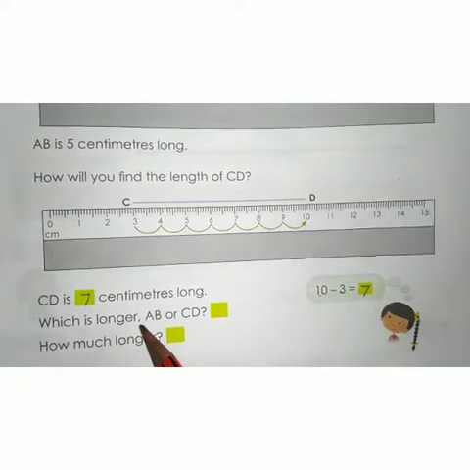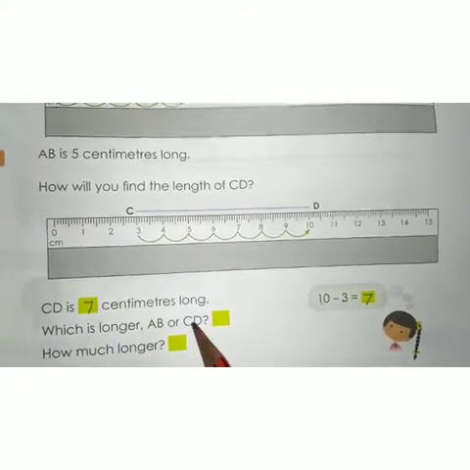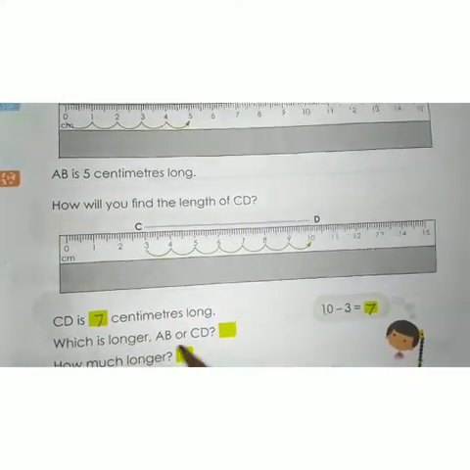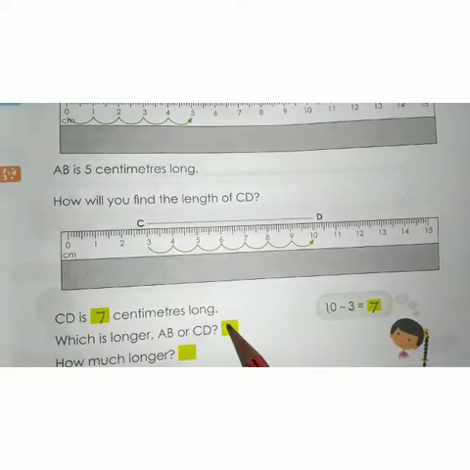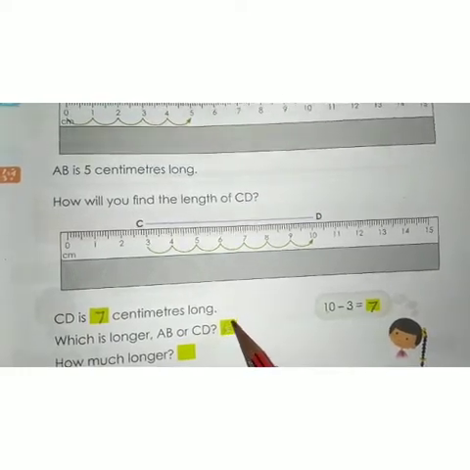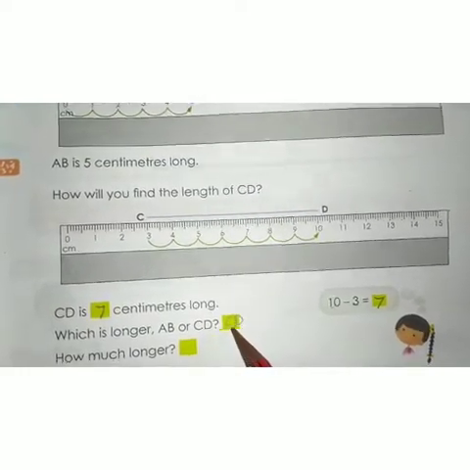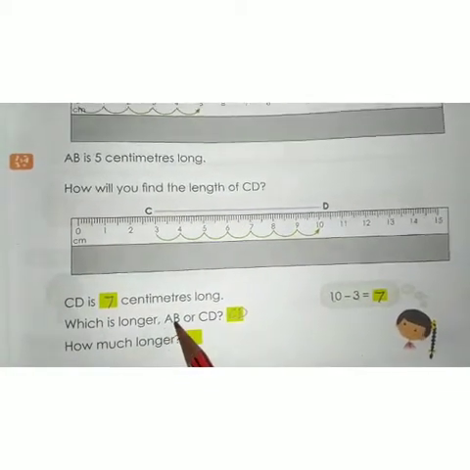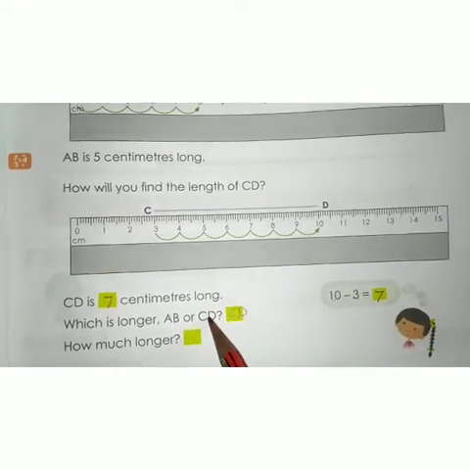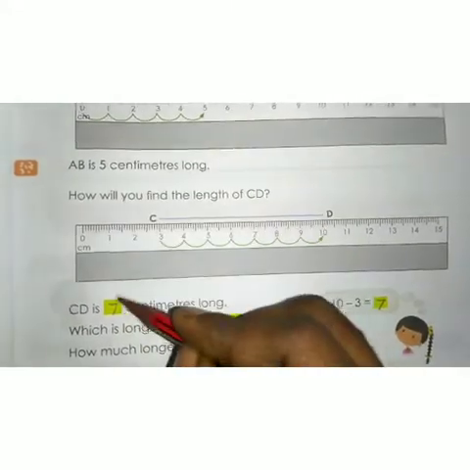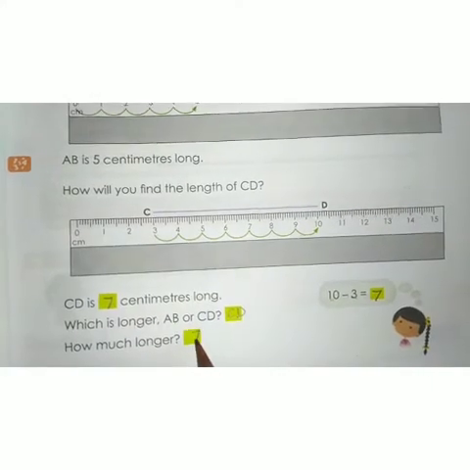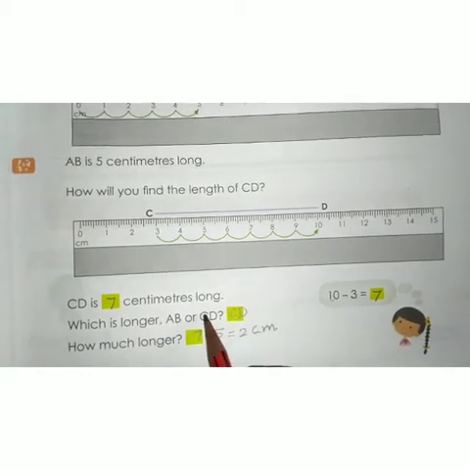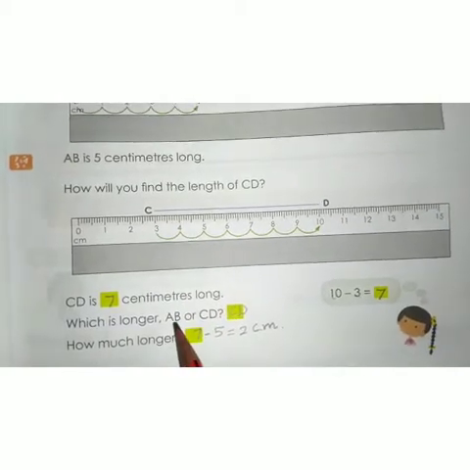Which is longer here, AB or CD? AB is 5 centimeters and CD is 7 centimeters. So, which is longer here? CD is longer. How much longer can you say? AB is 5 and CD is 7. Subtract these two values, which means 7 minus 5 equals 2. CD is 2 centimeters longer than AB.